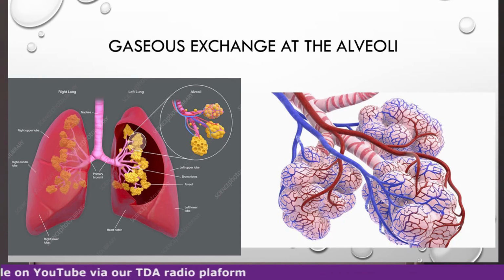We did mention that at the end of each and every alveoli, or in the surface area of the alveoli, there is a network of capillaries. Capillaries which are a link between veins and arteries.